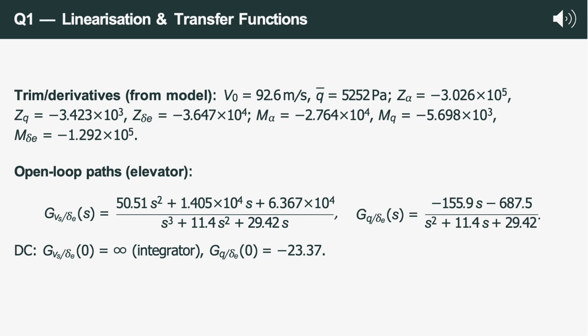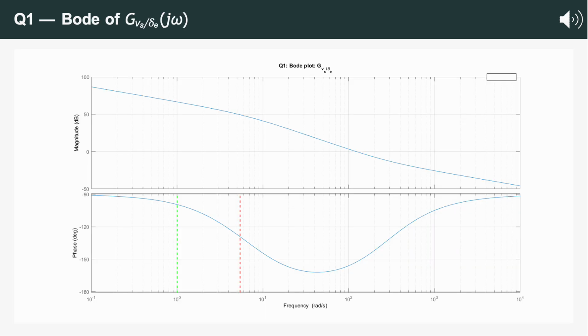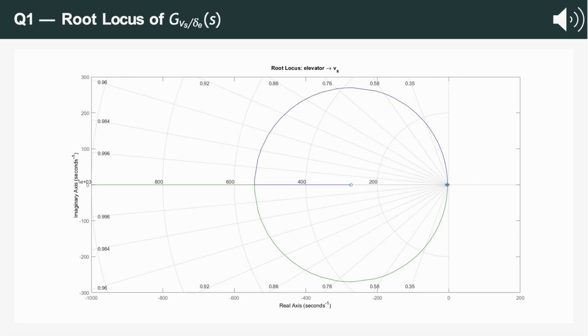Meanwhile, the pitch rate transfer function had complex poles near 5 radians per second, the short period mode, showing it's better suited for control. The Bode plot shows the negative 20 decibel per decade slope and negative 90 degree phase at low frequency, with a sharp resonance near 5 radians per second. The phase never recovers enough for a stable crossover, so direct elevator to vertical speed control would be unstable. The root locus confirms instability. The poles move toward the right-hand plane as the gain increases.